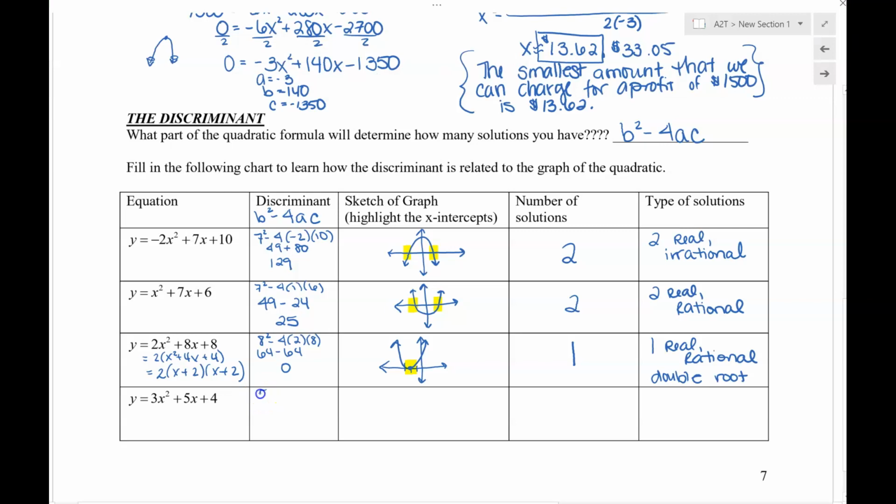The last type of discriminant that we will see, b squared minus 4 times a times c. We have 25 minus 4 times 3 is 12 times 4. Oh, what's happening here? We get a negative 23. Can you take the square root of a negative number? No, you can't, not under the real number system. So we have 0 real solutions, or we need to know that there are 2 imaginary solutions.